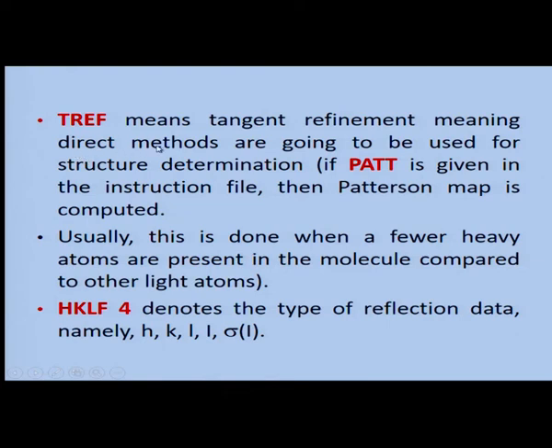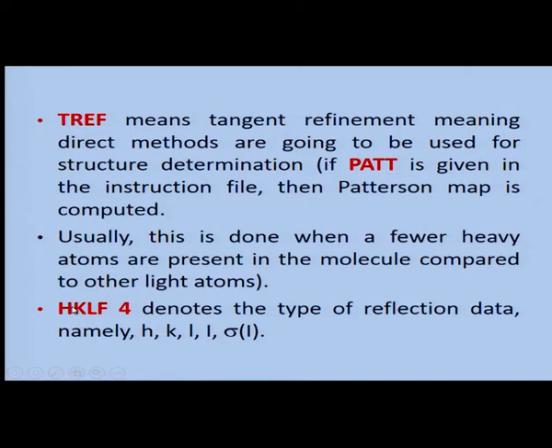There is another method known as Patterson. If you want to use Patterson, just give the command PATT. So, if you have, amongst the 30 or 40 light atoms, one heavy atom like chlorine or bromine, you can get the position of chlorine or bromine by doing a Patterson.